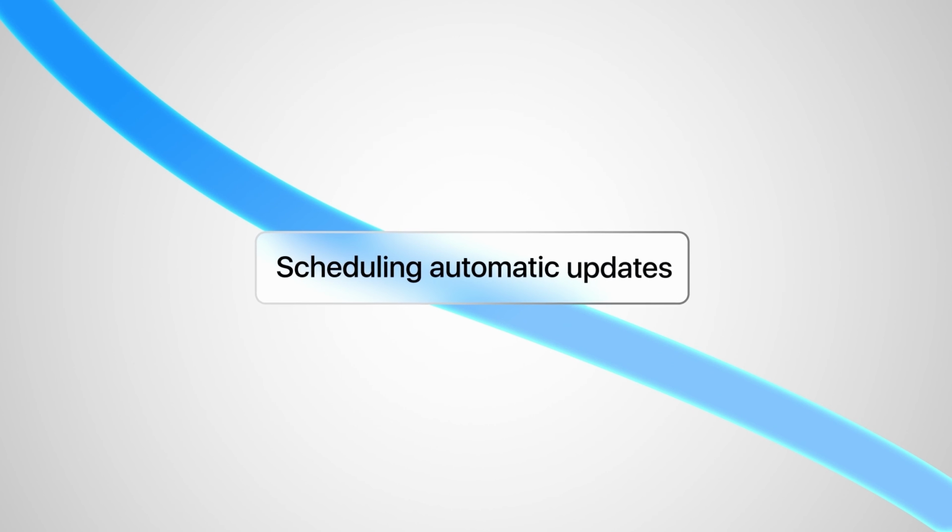Scheduling automatic updates. So now the model exists and the structure is locked in. The next step is making the system check for new data on its own and then to update the forecast whenever fresh PDFs arrive without rebuilding anything.